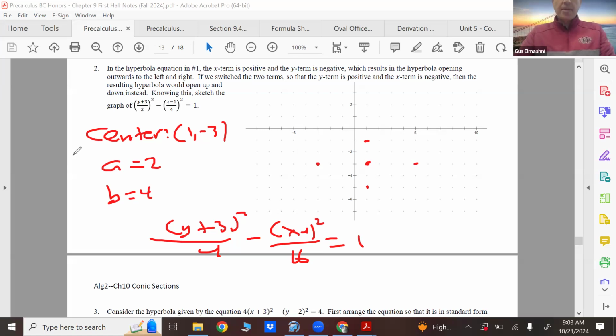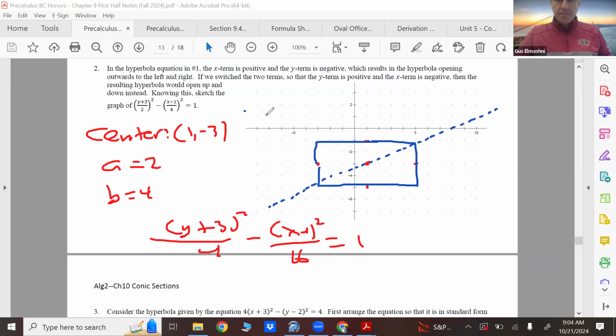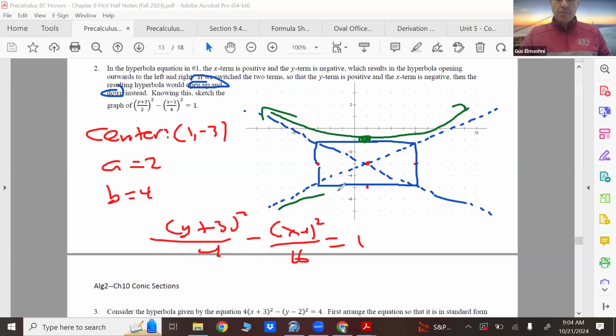Yeah, so what's going to happen is going to look like this. So my central rectangle, that's my central rectangle, which I think I've done correctly. And it's going to open up and down. So it looks like that.